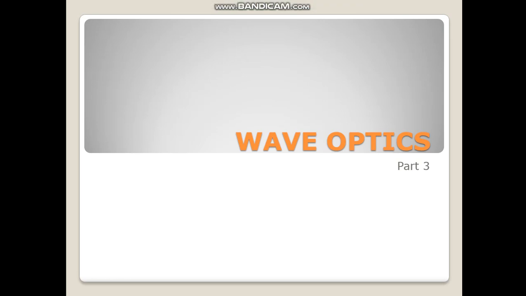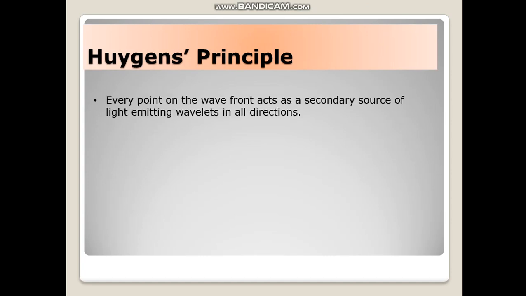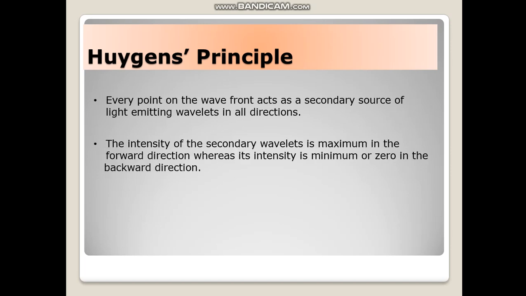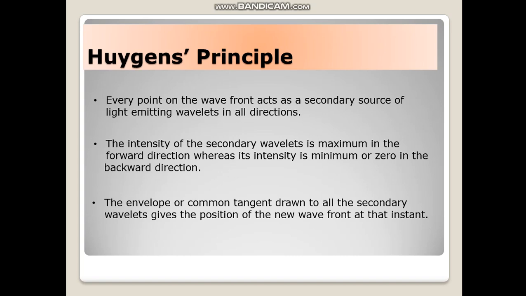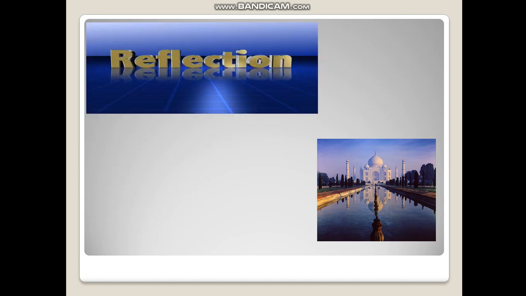Today we are going to talk about wave optics part 3. Last time we had done Huygens principle. Every point on a wavefront acts as a secondary source of light, emitting wavelets in all directions. The intensity of the secondary wavelet is maximum in the forward direction, whereas its intensity is minimum or zero in the backward direction. The envelope or the common tangent drawn to all the secondary wavelets gives the position of the new wavefront at that instant. Now let us apply this Huygens principle to reflection.